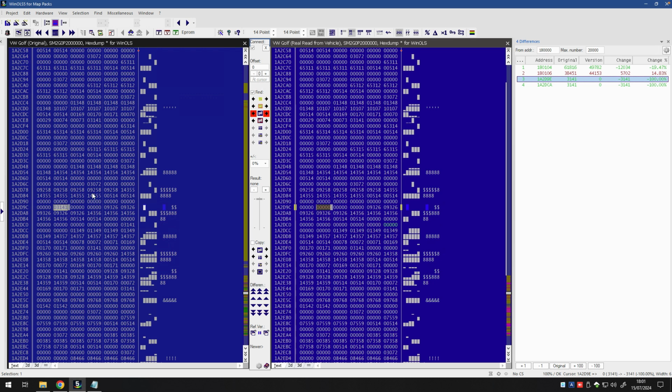On the left-hand side, we've got the original file, which is the known original because this was a virtual read, so it's an original from the Flex server. On the right-hand side, we've got the real read from the vehicle, again done via Flex OBD. Obviously, some ECUs won't support this, you'd have to bench them, but obviously cases vary.